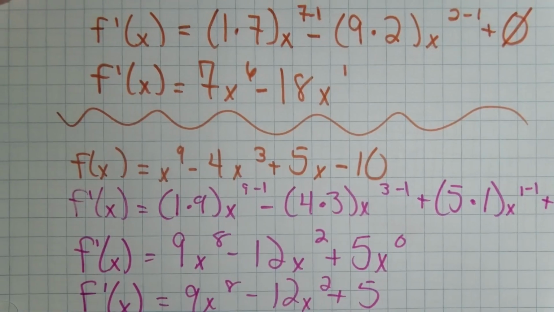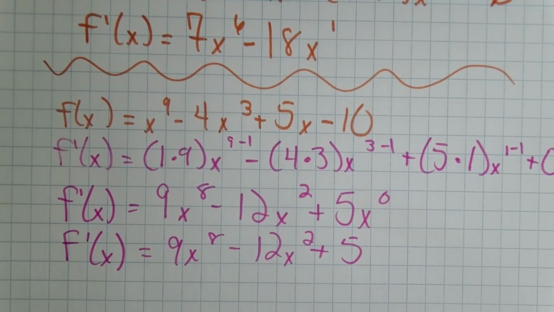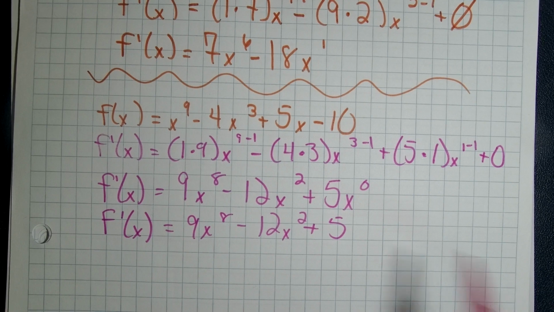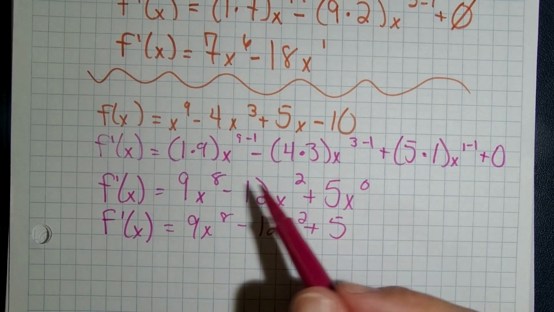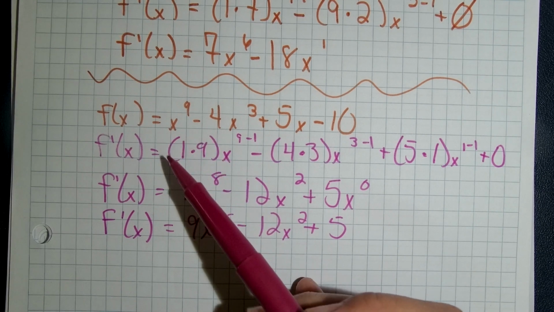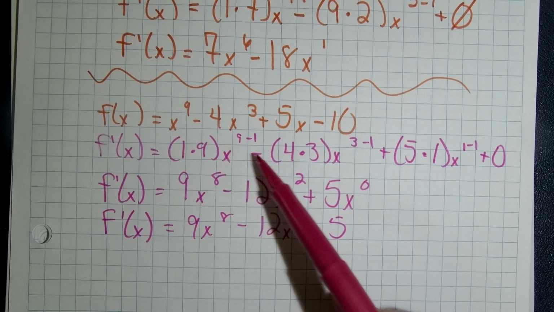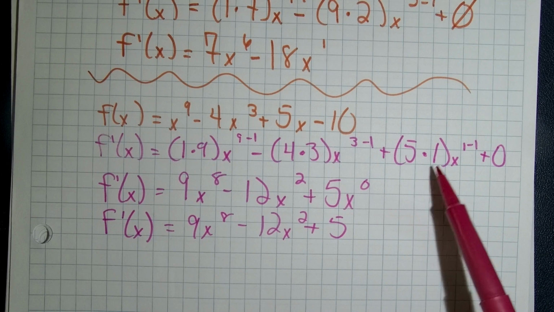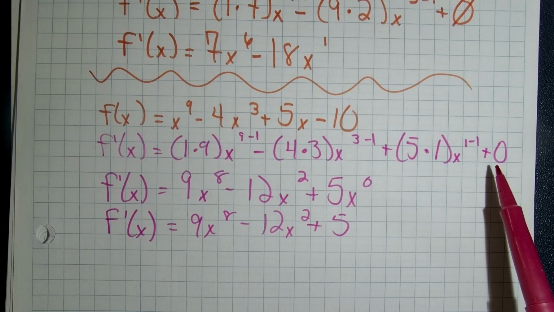All right. Some of us are done, some of us are still not working, so let's show the answer and the work. So the final answer was 9x to the 8th minus 12x squared plus 5. The first term, I multiplied the coefficient times the exponent and subtracted 1. Coefficient times exponent, subtract 1. Coefficient times exponent, subtract 1. Derivative of a constant is 0. Are there any questions?